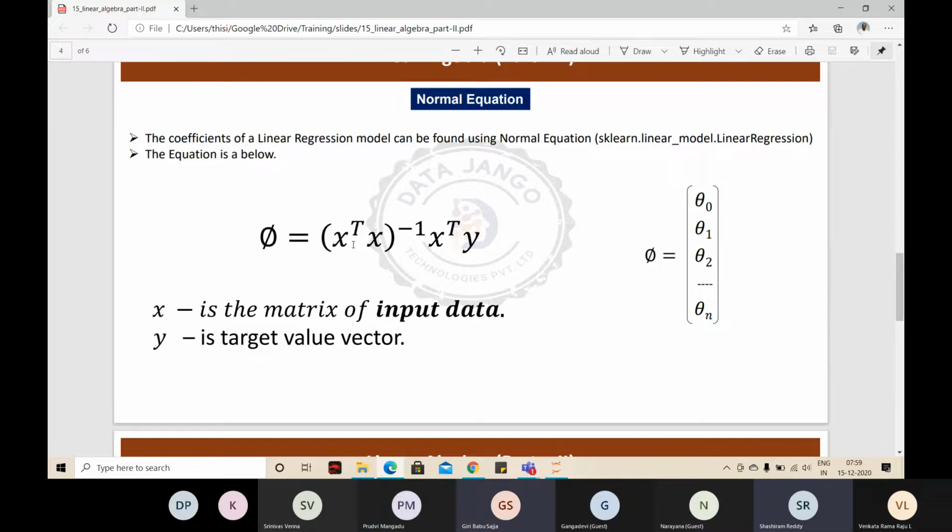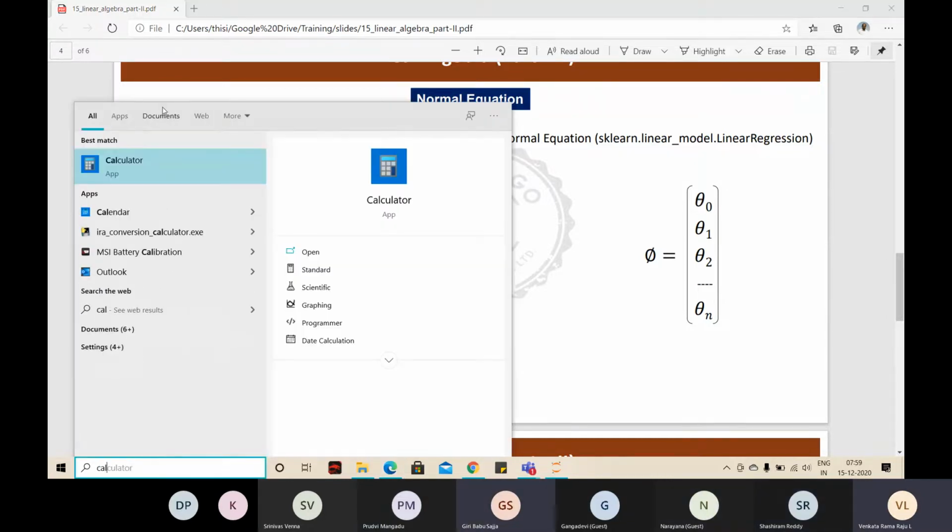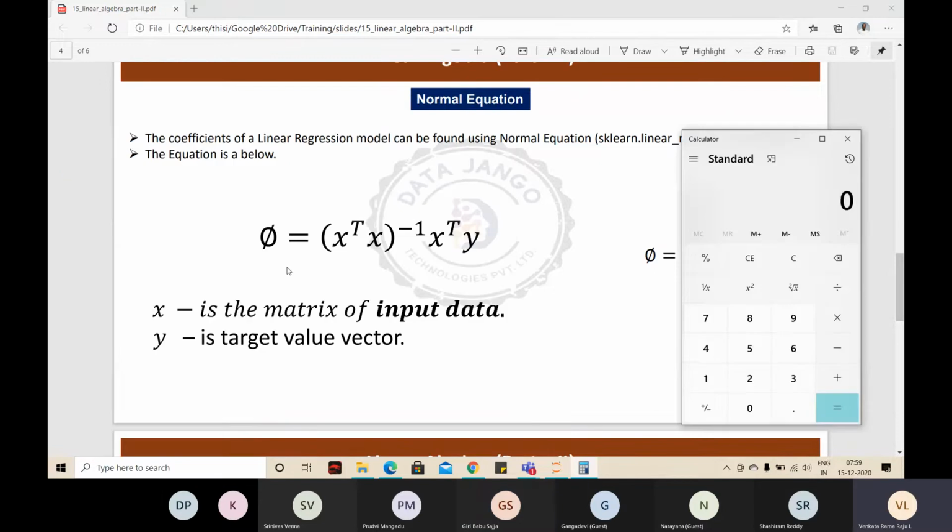RAM, right? So if you have 1 million rows and 10,000 columns, that many numbers you have in your data set. Suppose that each value is a float 64. Each cell, this many values are there in the data set: 1 million rows and 10,000 columns.